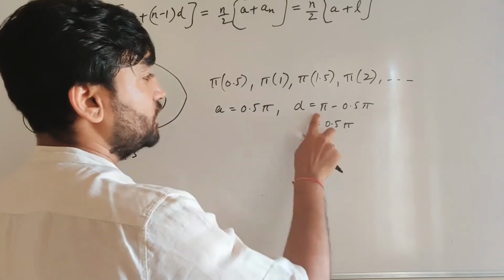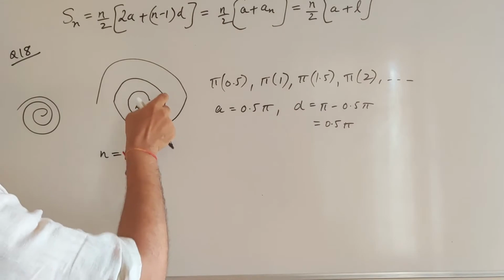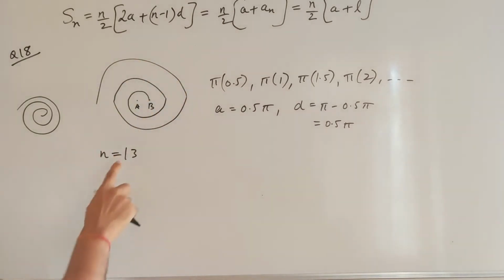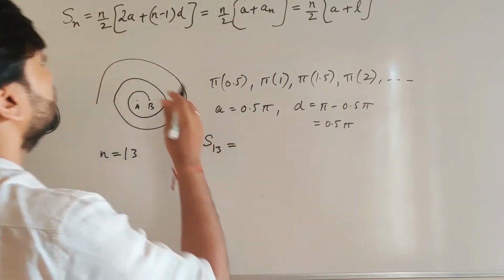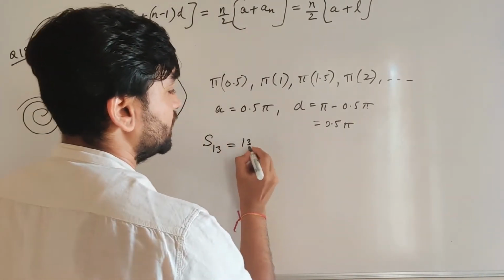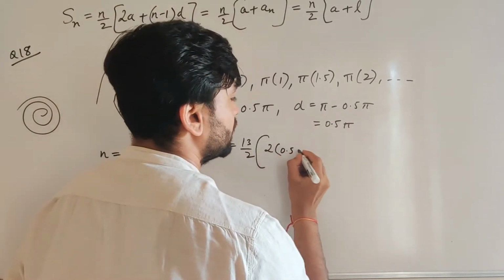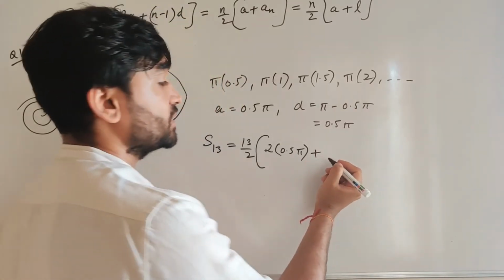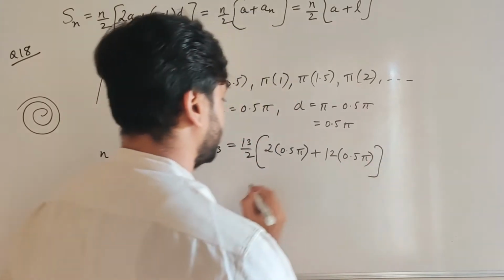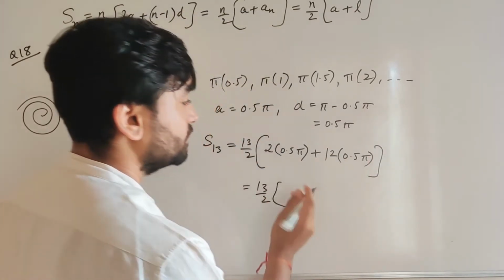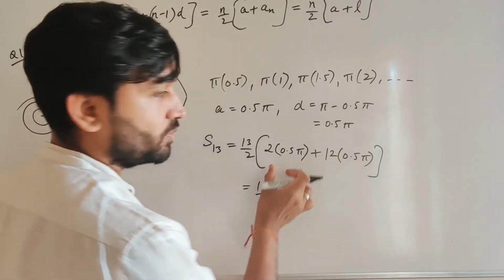Okay. So we know a, we know d, we know the number of terms. They are asking the sum of the length of these spirals. How many times? 13 times. That means they are asking S13. So S13 will use this formula: n by 2 into 2a plus n minus 1 into common difference, which is 0.5 pi. So this will give you 13 by 2. This is 1 pi. This is 12 into 0.5, 6 pi. So 6 pi, 1 pi, 7 pi.